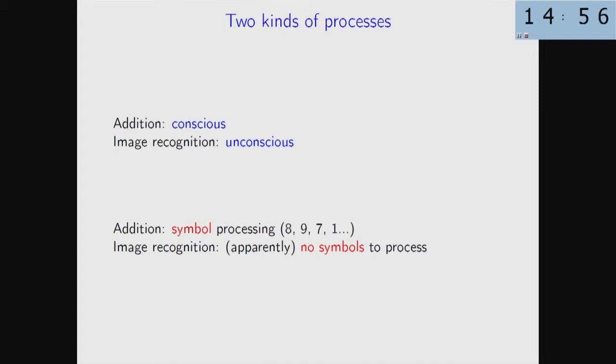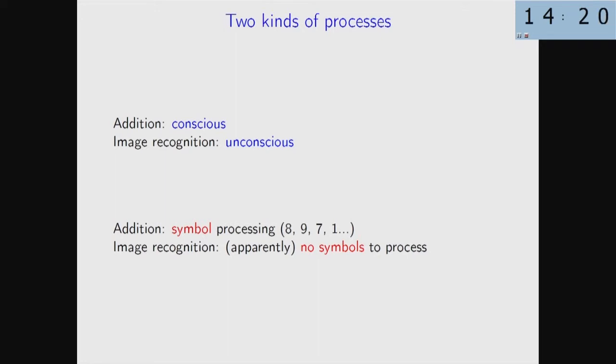And in the case of image recognition, we have an unconscious process, because the process by itself does not yield an explanation of why the artist is this one or that one. But more importantly, and probably this is an explanation of why one process is conscious and the other is unconscious, one process is using symbols. It's a process that processes symbols, addition, and the symbols are the 8, the 9, the 7, and the 1, the digits that permit to figure numbers.